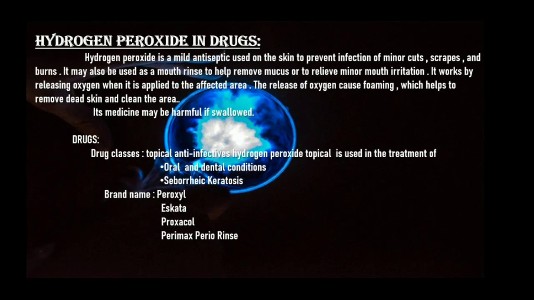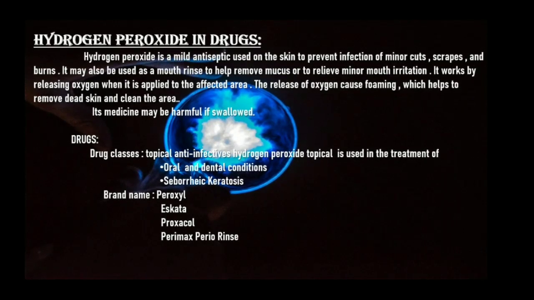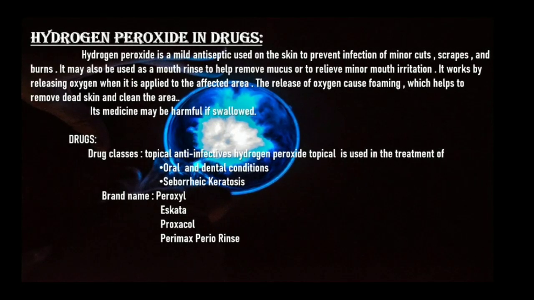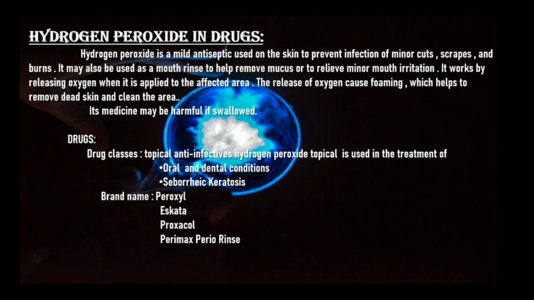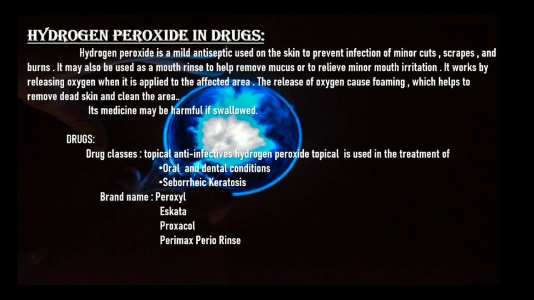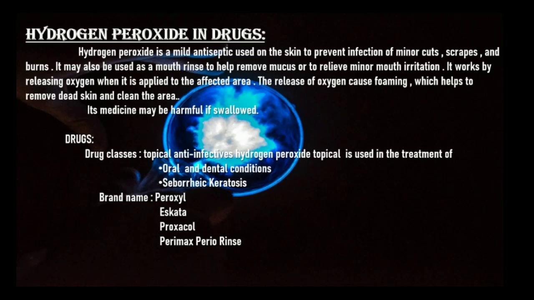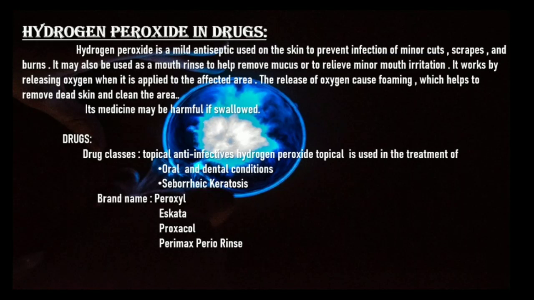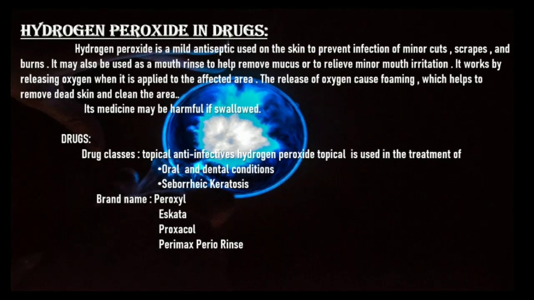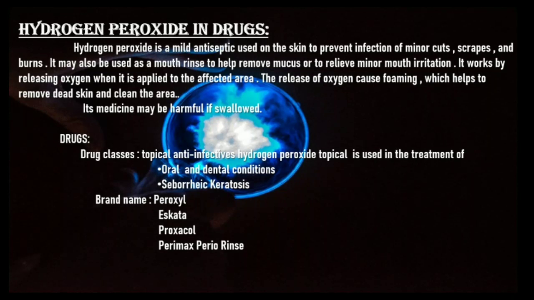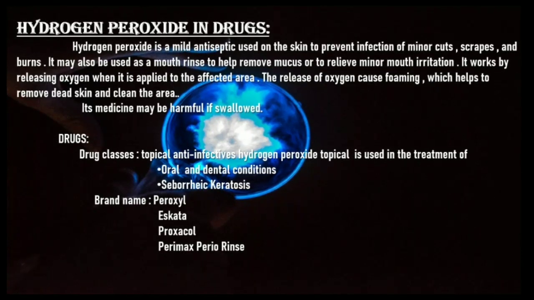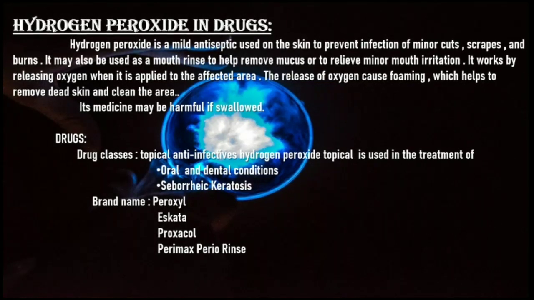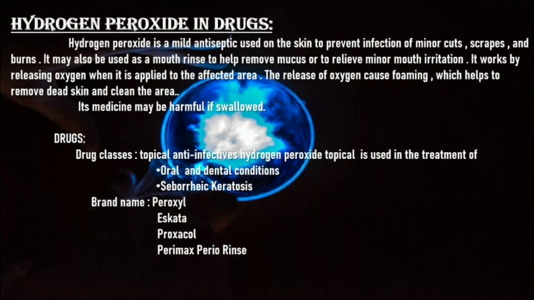The ATSDR states that hydrogen peroxide can be toxic if injected or inhaled, or by contact with skin or eyes. This medicine may be harmful if swallowed. Hydrogen peroxide is used in some classes of drugs like topical anti-infectives. Hydrogen peroxide topical is used in the treatment of oral and dental conditions, and seborrheic keratosis. Some of the medicine brand names which contain hydrogen peroxide are Periox, Escata, Proxacol, Perimax, Periorens.